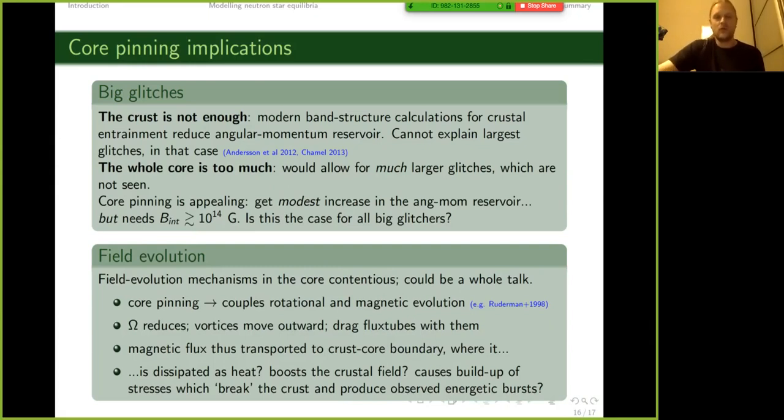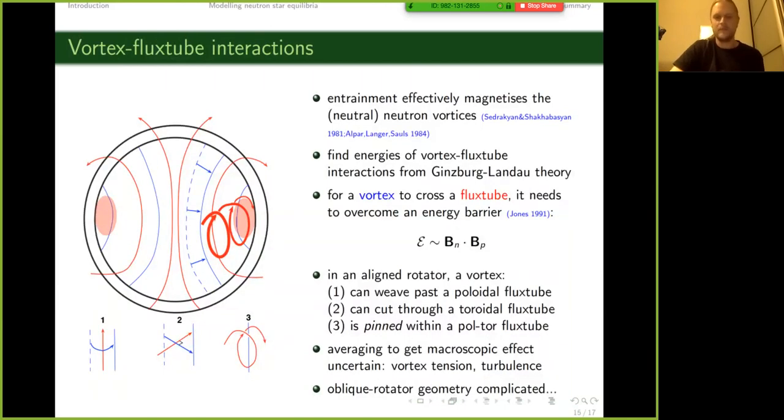And so you look at the core, but the core is clearly far too much. In principle, if you can have an angular momentum reservoir in the whole core, you could expect glitches which are vastly larger than we see. And the reality is it's a factor of 2 or something we want to explain. We want a factor of 2 increase, say. And core pinning is appealing here because you get a modest increase in the angular momentum reservoir, and you get it in a very distinct region, this mixed poloidal toroidal region out near the crust-core boundary. That's the shaded pinkish area there.